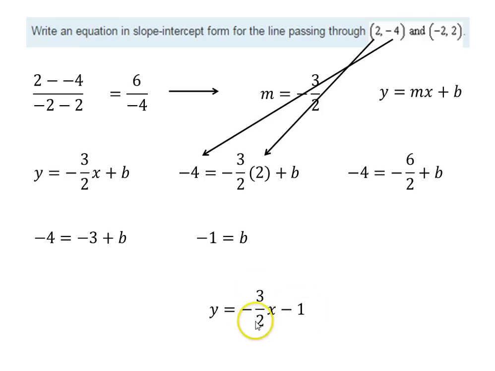-3/2 is our m, -1 is our b, and then x and y again represent all of the points that are on the line. We're given 2 here, but there are an infinite amount of points on the line. So we leave x and y as x and y because that's what makes it an equation for a line. We can plug in any points we want that are on that line, and this equation will be a true statement. So this is our answer and our equation in slope-intercept form for the line passing through the points (2, -4) and (-2, 2).